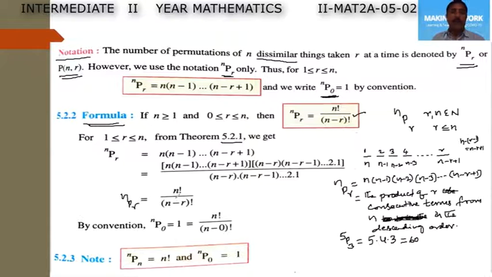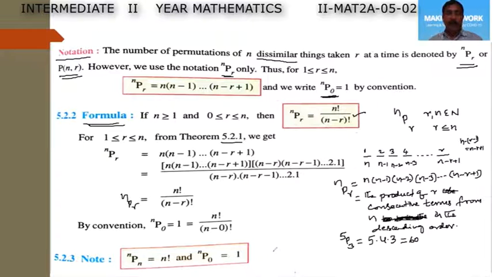By convention, using this formula, when r is equal to 0, what do we get? n factorial by (n minus 0) factorial, which is n factorial by n factorial, and that becomes 1. Therefore, nP0 is equal to 1. Practically, nP0 means the given elements in the given order are considered as one arrangement. So this is the value of nPr: from n different elements, by taking r elements at a time, the number of permutations that can be made when repetition of elements is not allowed.